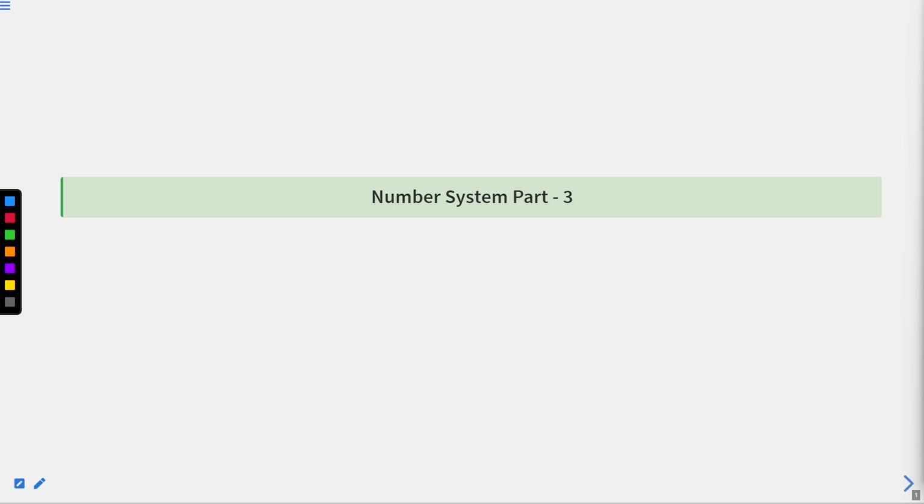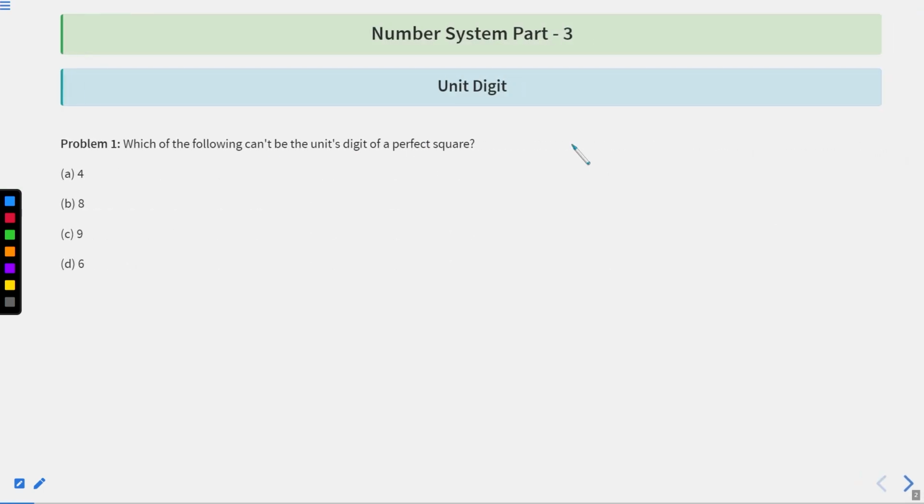In the last lecture, lecture number 3, we studied about divisibility test. We saw a couple of problems based on it. So today we are going to mainly focus on unit digit. So let's get started with problem number 1.